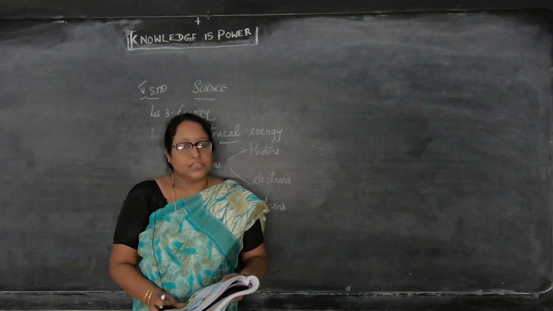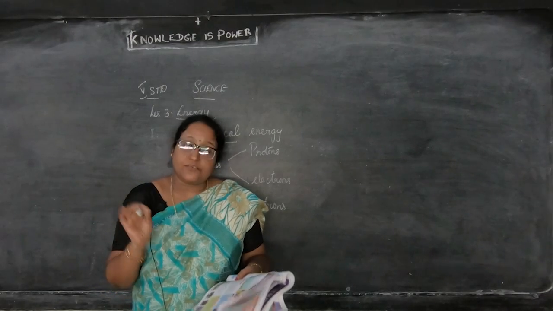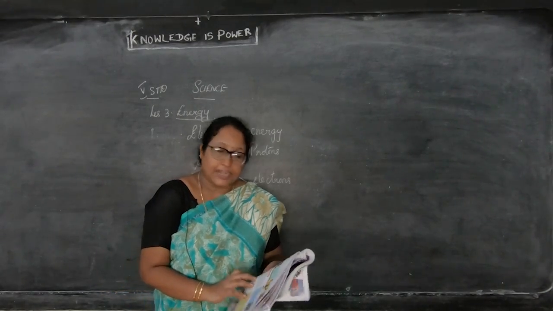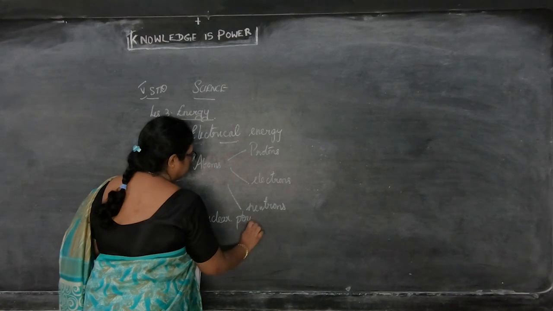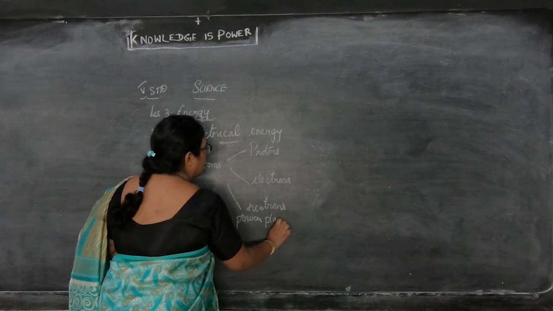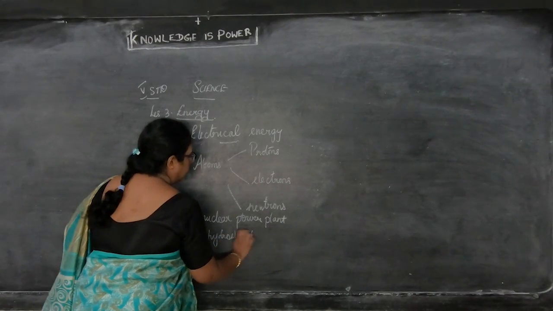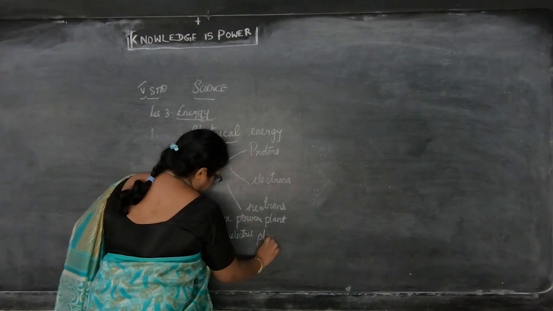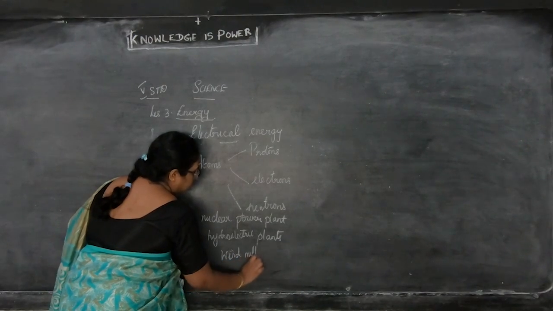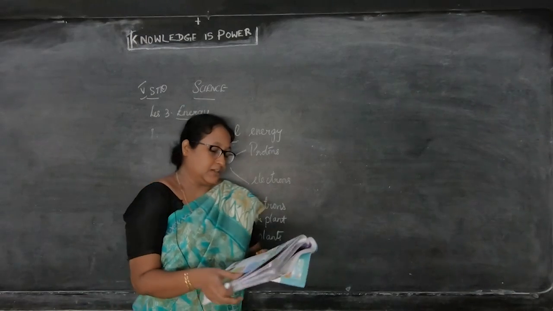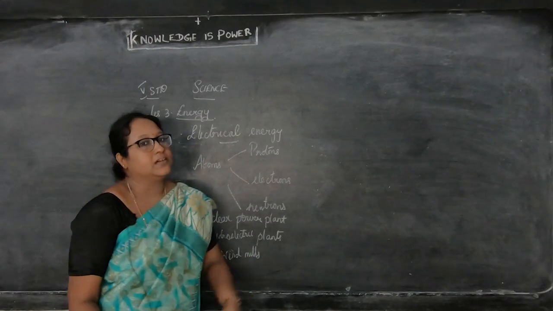Now electric energy is also generated from nuclear power plants, hydroelectric plants and the windmills. So from where do we get the electric energy? It is generated from nuclear power plants, hydroelectric plants and the windmills. So from these three the electricity is generated.